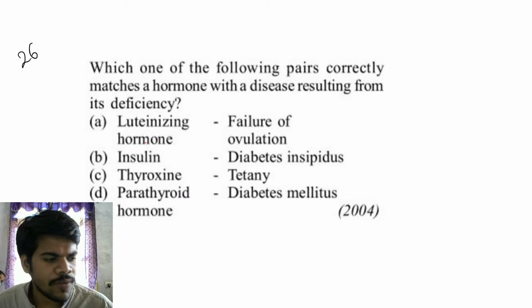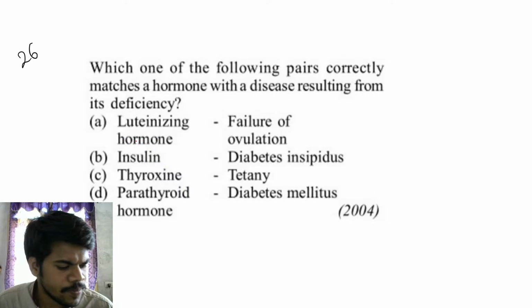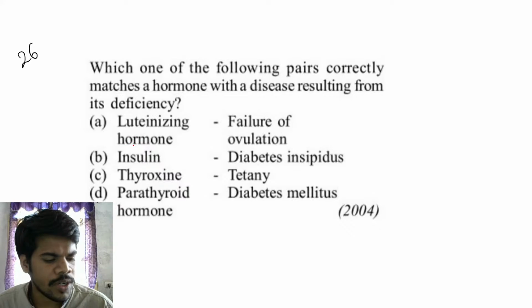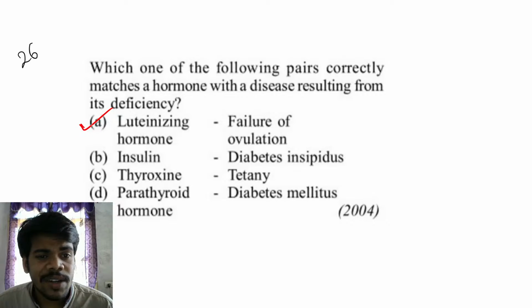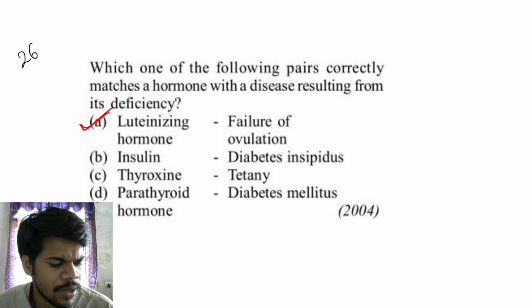Okay, A is 25. Okay, for the 26th, Leon Raj. Please welcome Leon Raj, 26th question. A is the right answer. Insulin, thyroxine, the remaining all are wrong.